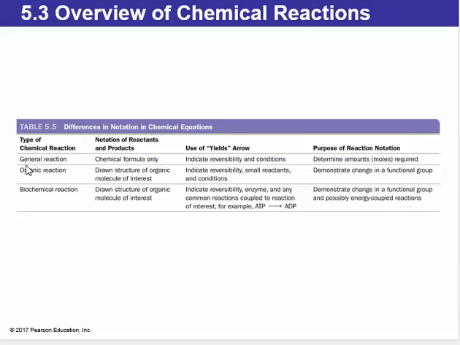Since this course is about general chemistry, organic chemistry, and biochemistry, we are going to look at the three different ways that these different fields of chemistry look at chemical equations. A general chemical equation has the chemical formula only, and then we indicate reversibility and the conditions through the arrow.